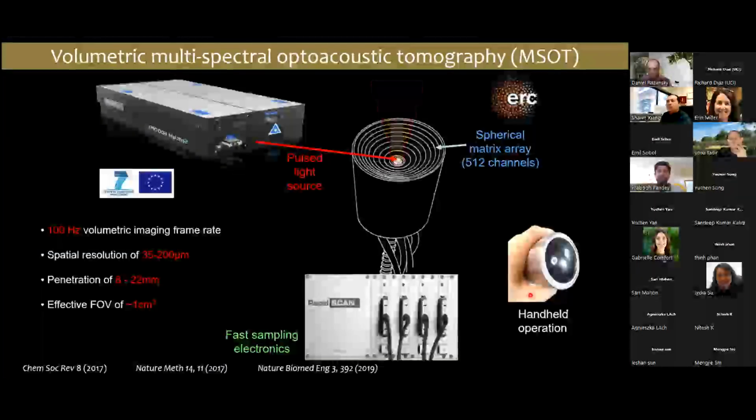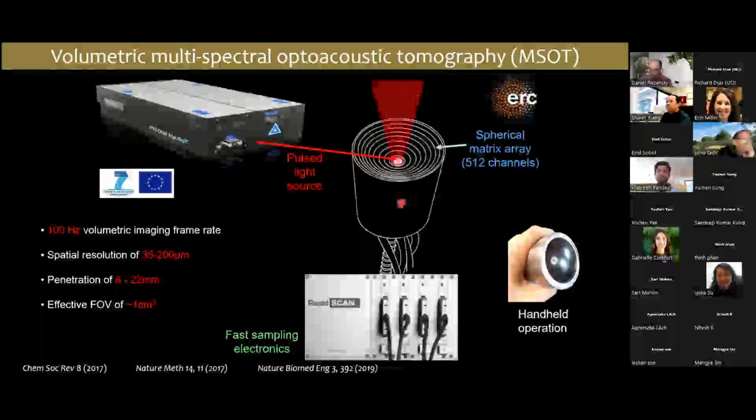Okay, so more recently, let's say in the last 7-8 years, we also invested quite some effort to really boost the imaging performance and develop truly volumetric multispectral optoacoustic tomography technology. So the basic idea is to use spherical matrix array transducers that can capture the generated optoacoustic responses simultaneously from multiple projections around the object. And in this way, we can achieve fast volumetric imaging of large tissue volumes, such as, for example, the whole mouse brain.